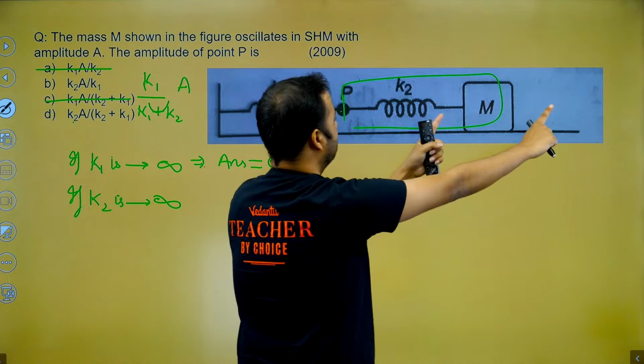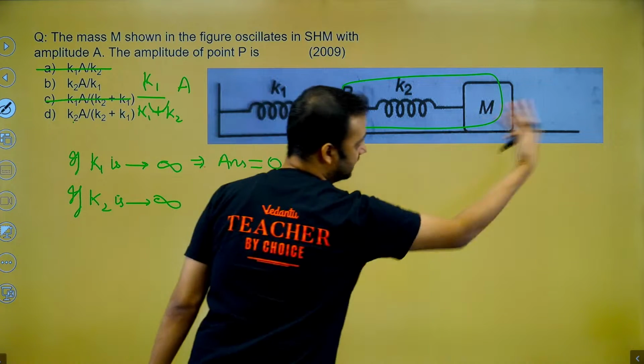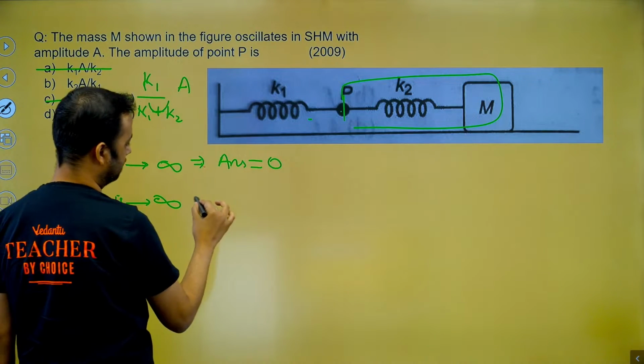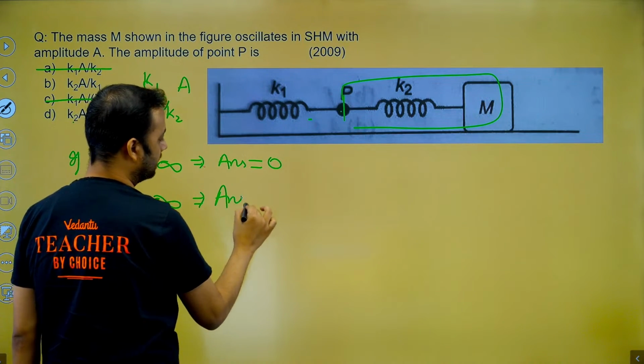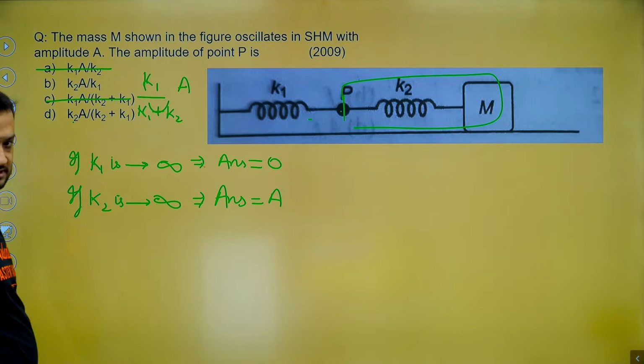So whatever M moves, P will also move. So in that case, the answer will become A, because M moves A, so P will also move A. I hope you are understanding what I am telling you. This is a very smart way of doing this question. So in this case, if K2 is infinity, the answer should be A.